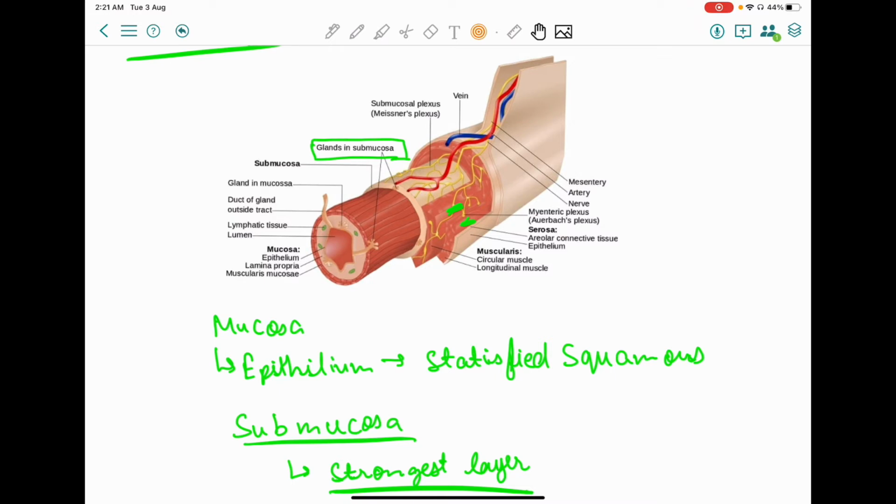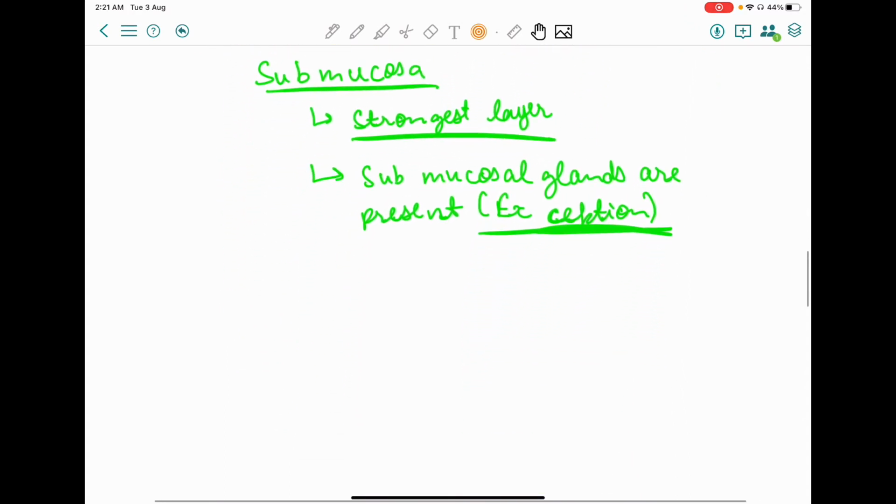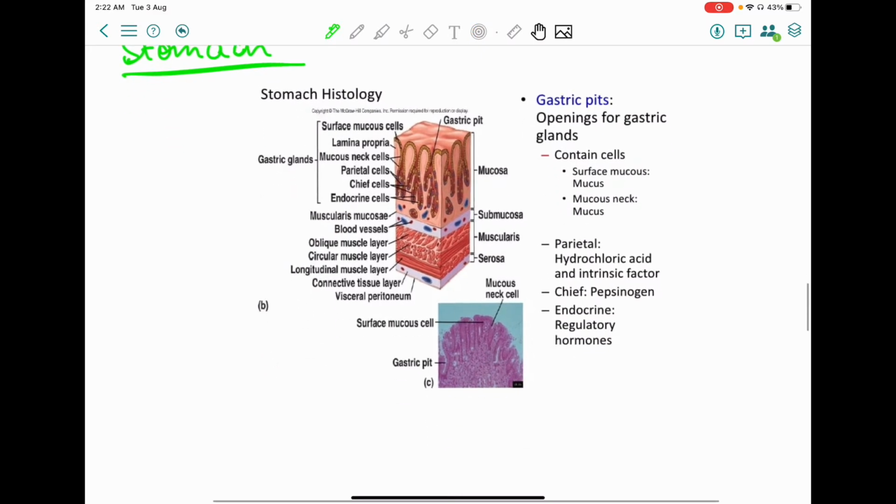Now let's start the second topic, the second tube which we are going to talk about, the stomach. What will we have in this? We will have the gastric lumen, which will have some gastric pits. These are the gastric pits. So there is of course the gastric lumen, the gastric pits, and what else?